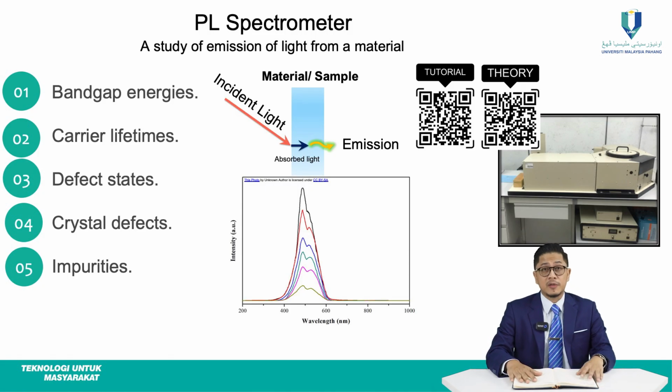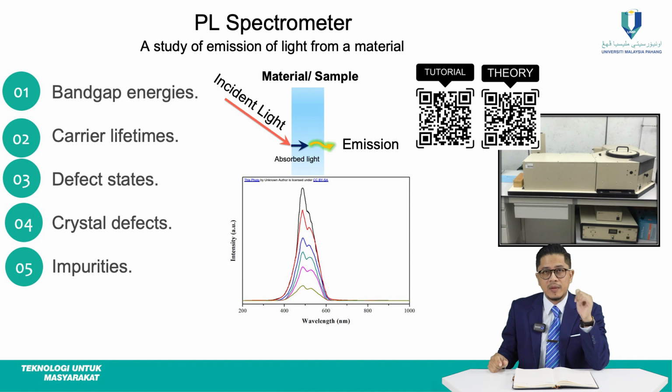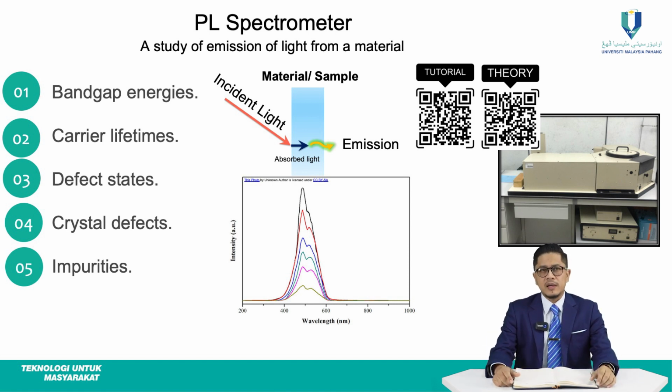Now, photoluminescence spectroscopy is another instrument used to analyze the optical properties of a material. It measures the light emitted by a material when it is being excited with a specific wavelength of light. This technique is commonly used in the study of semiconductors and luminescent materials. Photoluminescence spectroscopy is a powerful tool for studying the electronic properties of materials such as band gap energies, carrier lifetimes, and defect states. Furthermore, it can also be used to investigate the structural properties of materials such as crystal defects and impurities.